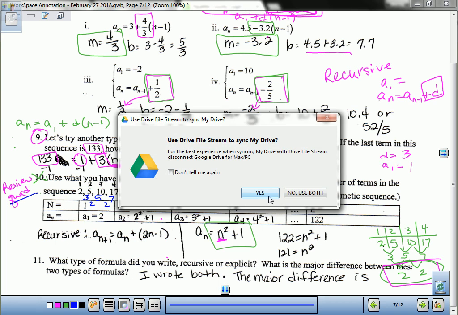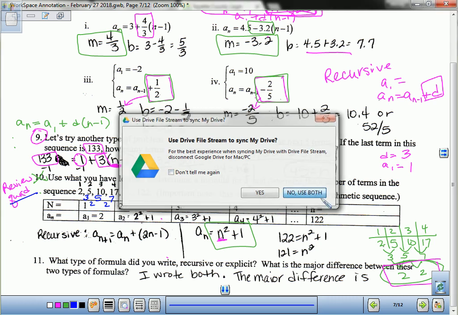Yes. I don't know what that means. Should I use both? Use both. It'll pop up again, just exit out for now. You can't exit. Oh, I've got to make a choice. Alright, I'm using both.